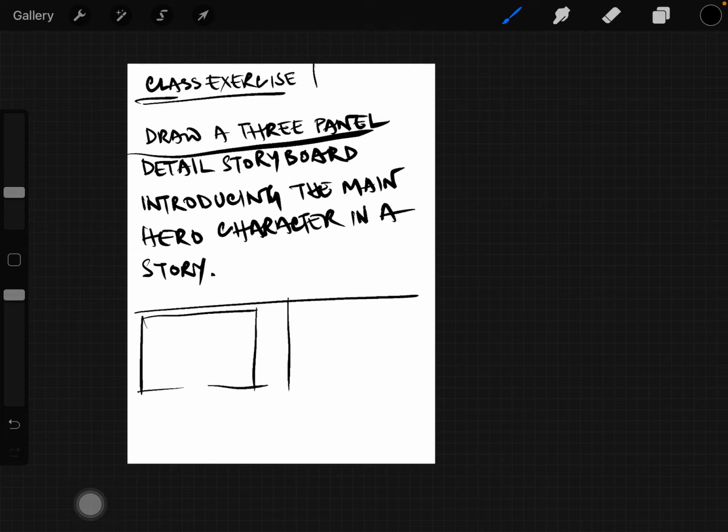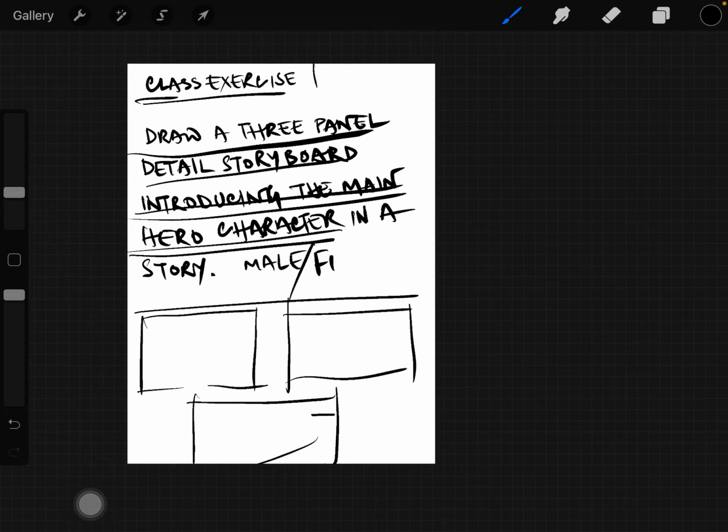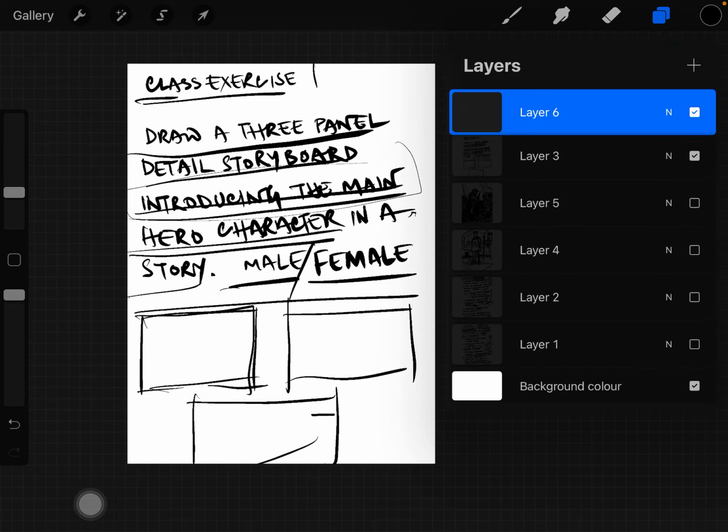In 3 panels, you need to introduce the main character, the main hero character, either a male or a female, both is fine. You need to introduce the main hero character in the story in just 3 panels.